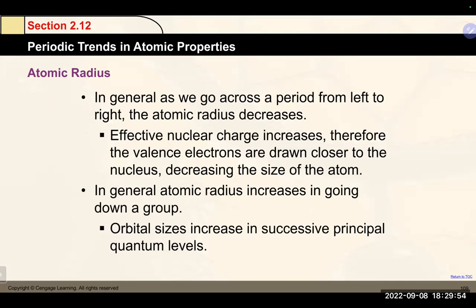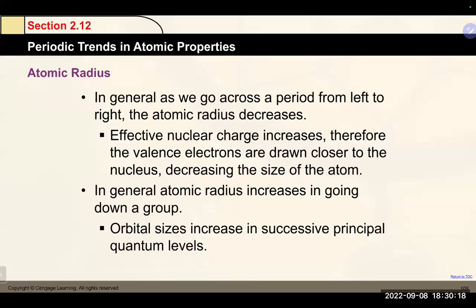So even though there is shielding happening as you go up and to the right, those outer electrons are still going to feel a pretty good positive charge, which is going to bring them in closer to the nucleus. And if my electrons on the outside get brought closer to the nucleus, the overall size of my atom then becomes smaller, right?